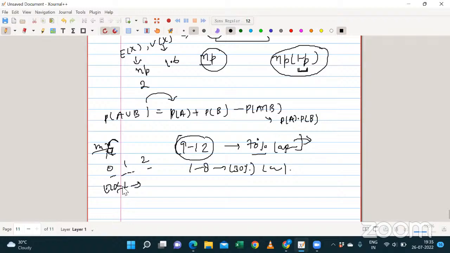And weeks 1 to 8 is 30%. So you can expect what proportion can be there, like you can expect one question from week 8 kind of thing. This is only 30%, so you can expect accordingly, right?